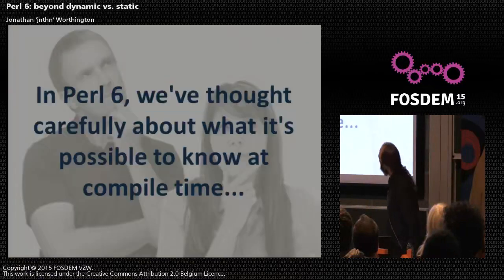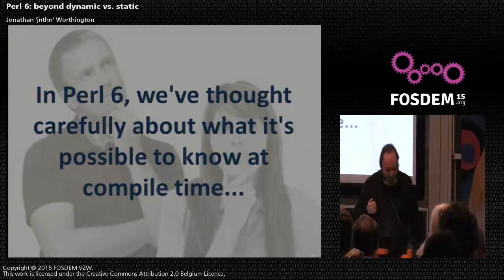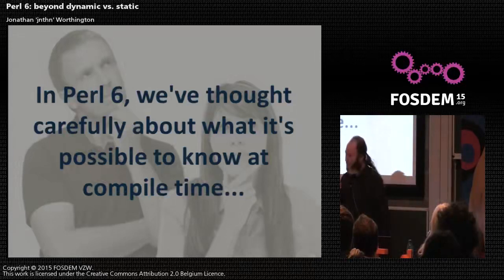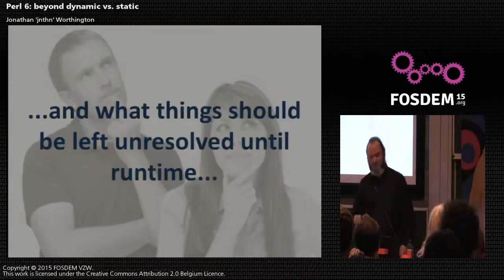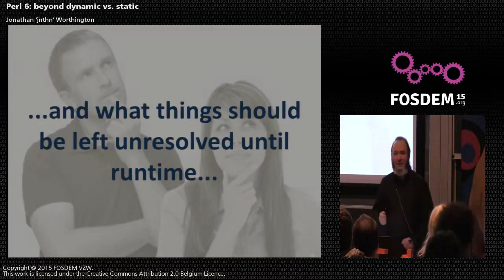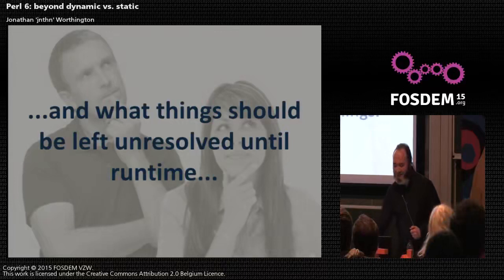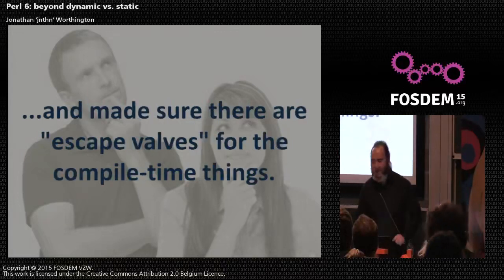And this is just one of many, many examples that I'm going to show you today, where in Perl 6 we thought very carefully about what sort of things it's possible to know and complain about at compile time, what sorts of things we really should make very dynamic and leave unresolved until runtime, and then for all of those ones that we, by default, will tell you about at compile time, we also provide you a little escape valve if you really, really need it, okay?